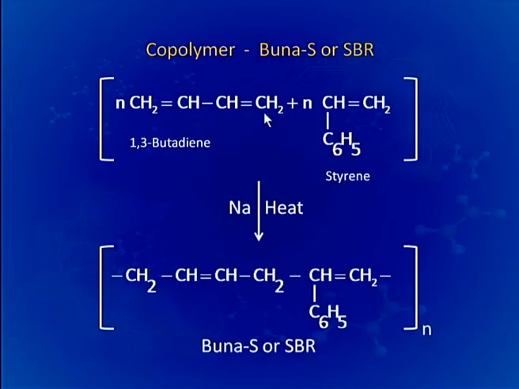Copolymer: when more than one monomeric unit is involved. Here we can see 1,3-butadiene is combined with styrene, and after combination this is formed. Then this unit is repeated throughout, and we get the final polymer, which is known as BuNa-S. Bu for butadiene, Na for sodium and S for styrene. It is also known as sodium styrene butadiene rubber.